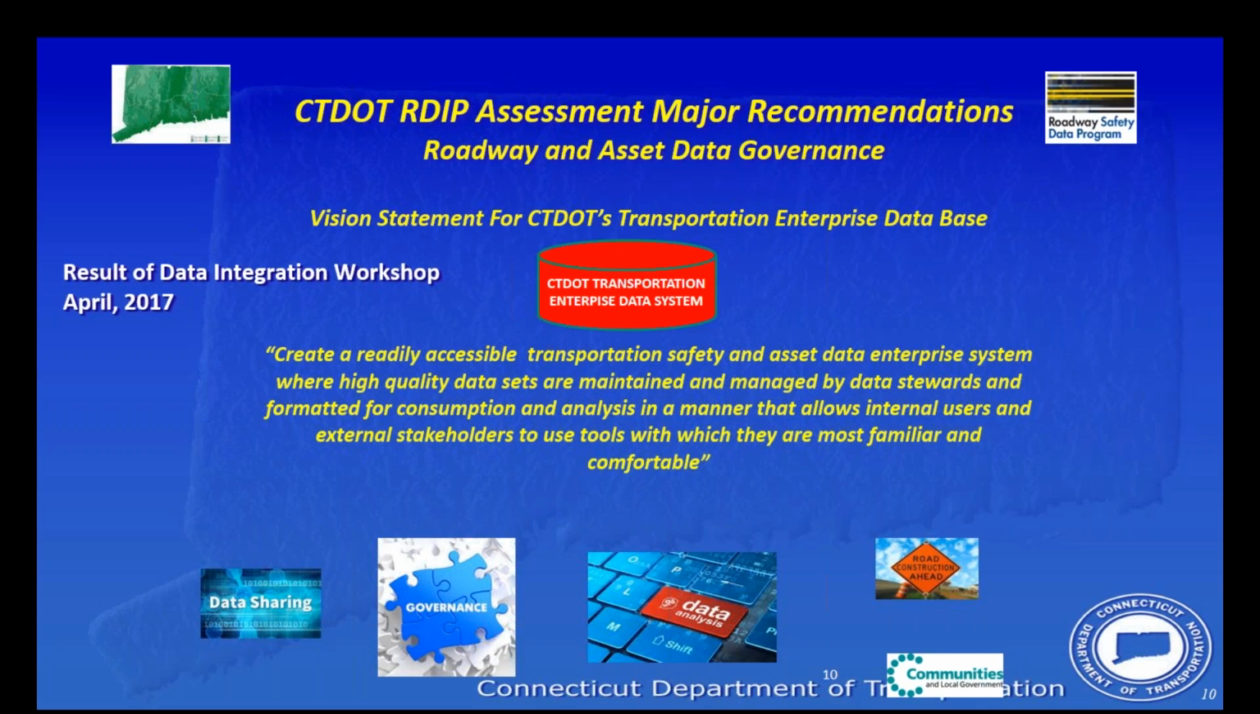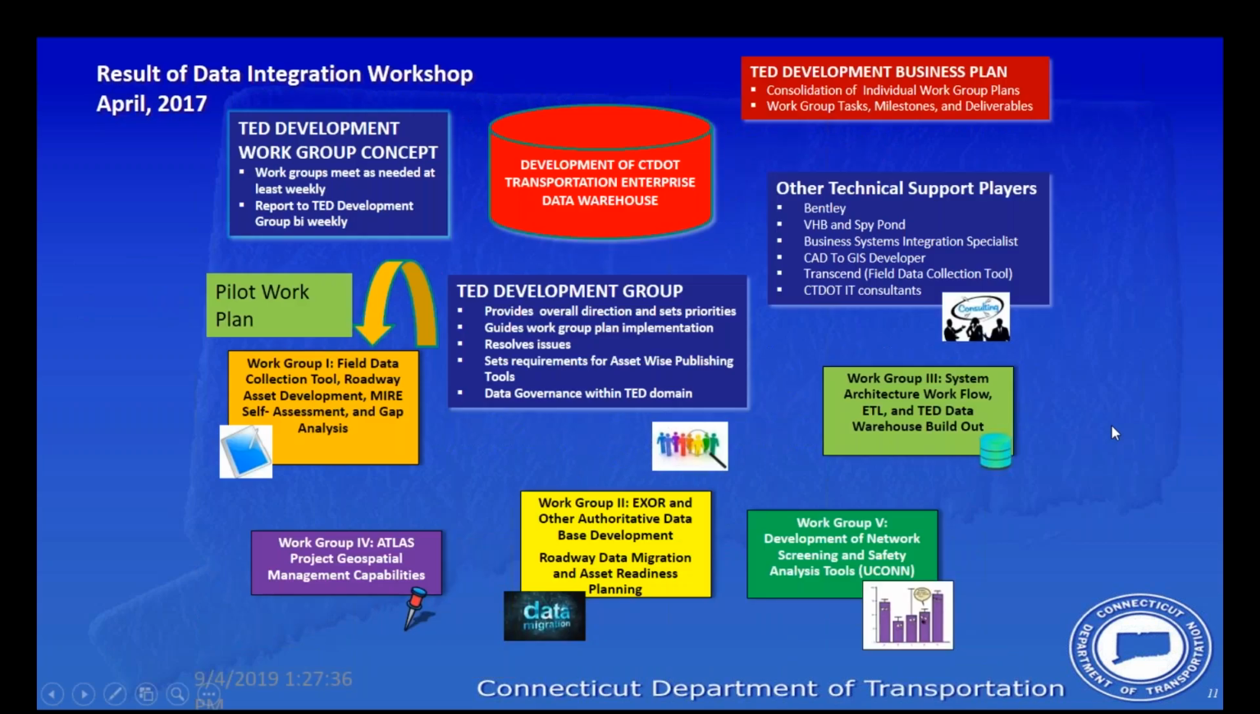And I don't really need to read it, but our goal here was basically to make data accessible in a form that anyone internal to the department and external to the department could use, and to make as much data available as possible for viewing needs, analytical needs, research needs, and planning needs. And eventually our hope here is to expand this system to locals as well.